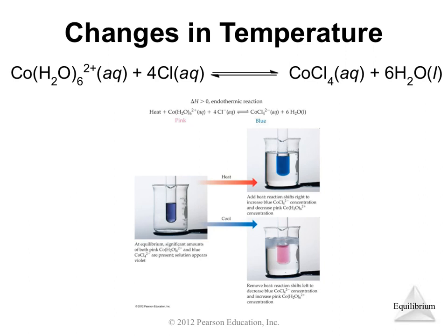The final one is changes in temperature. And so this has to do with whether a system is endothermic or exothermic. So if our delta H is greater than 0, it's going to be endothermic. So when we look at this reaction here, if you add heat, the reaction is going to shift right to increase the blue. So this side is pink and this side is blue in color.